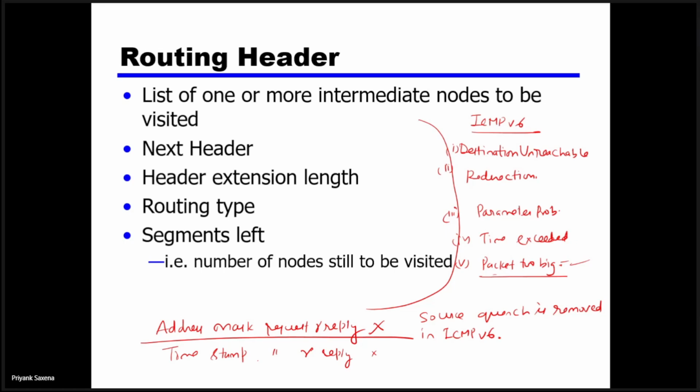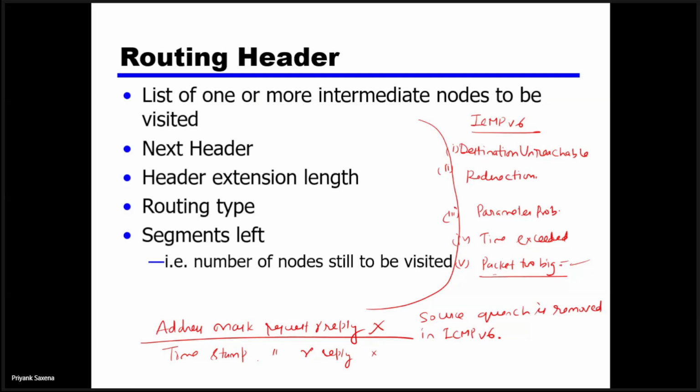The next header means the protocol information, right? Then the header extension length, which is the header length. Then the routing type, whether it is fixed routing, dynamic routing, or source routing, and segments left, which means how many nodes are still to be visited. So this is the information in the routing header, and there is a provision for route recording and other things also, which also falls under this routing header.